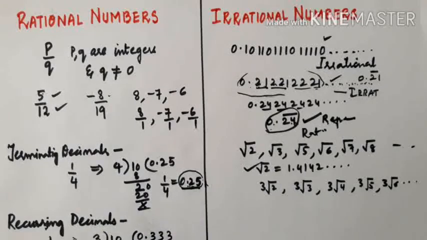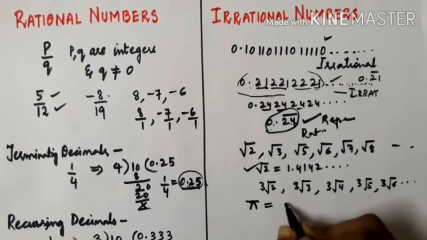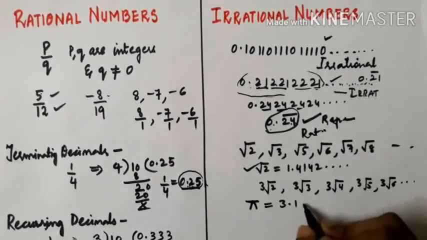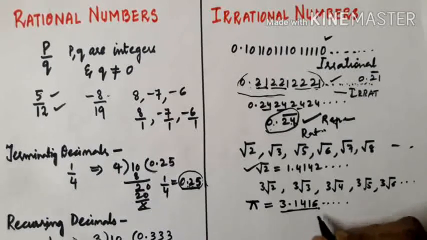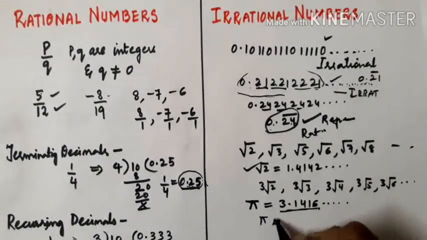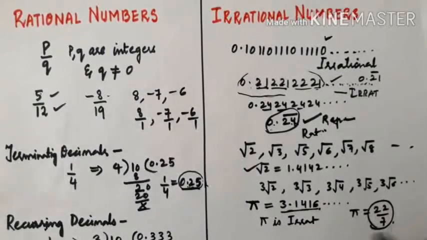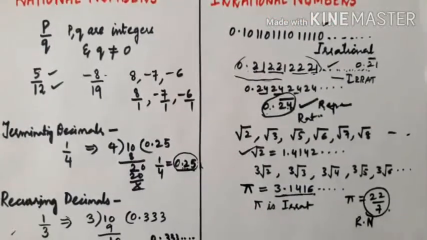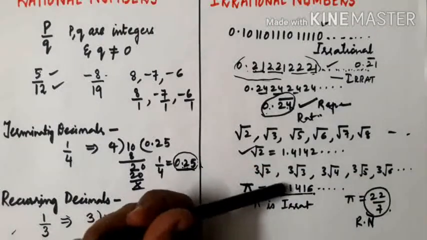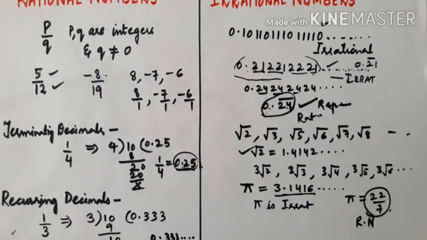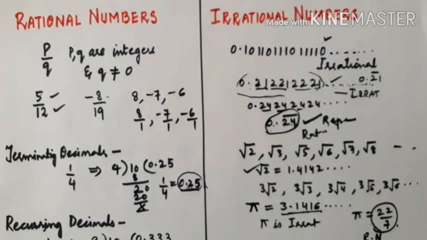And the last is the value of pi. Pi is also an irrational number. Why? Because pi is 3.1416 and so on, which is non-terminating and non-repeating, so we call pi an irrational number. Now, when pi is taken as 22/7, then 22/7 is a rational number. But pi is actually 3.1416 and so on, so that is irrational. I hope you understood the difference between rational numbers and irrational numbers.